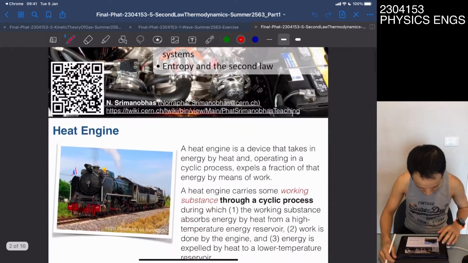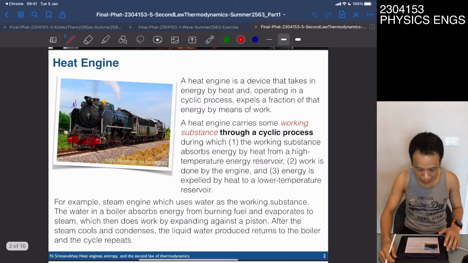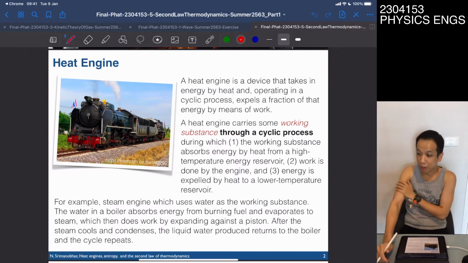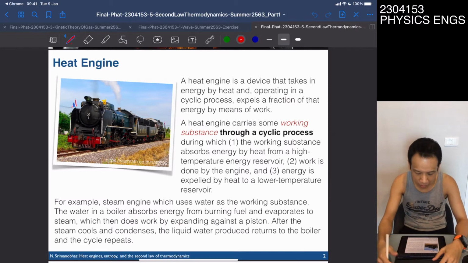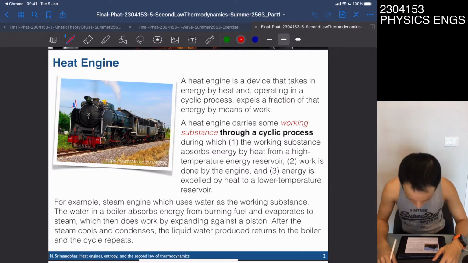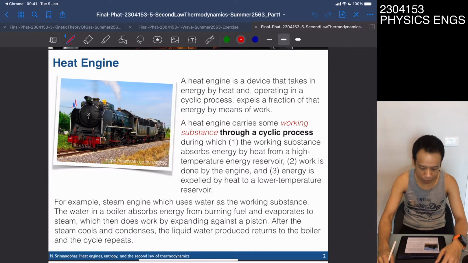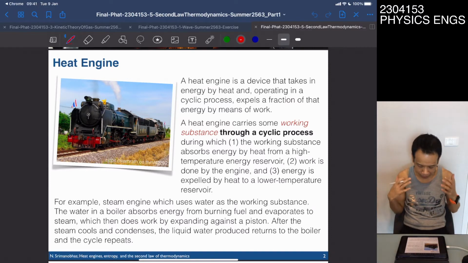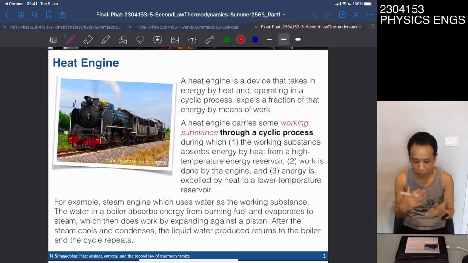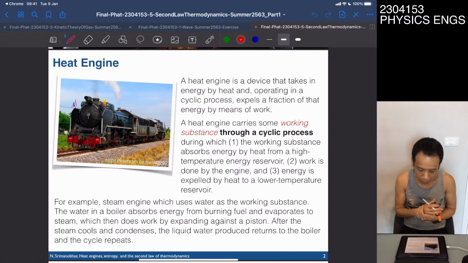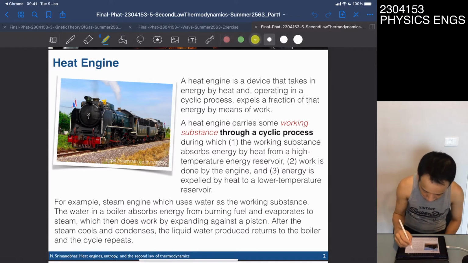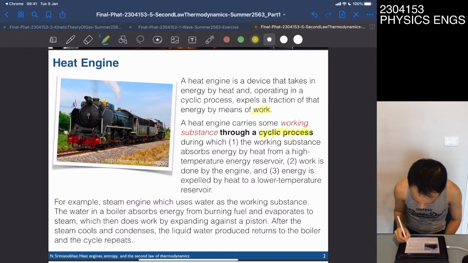Okay, so let's start with heat engines. A heat engine is a device that takes in energy by heat, operates as a cyclic process, and expels a fraction of the energy by means of work. So it's an engine which works with what we call the working substance and works through a cyclic process. Then they do some work. So there are a few key points: they do some work, they work as a cyclic process, and there is a working substance.